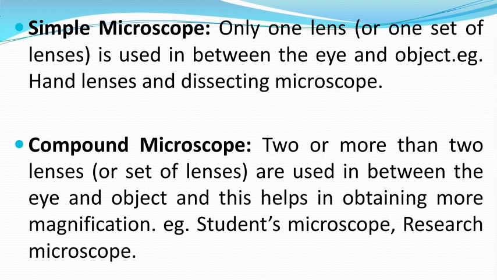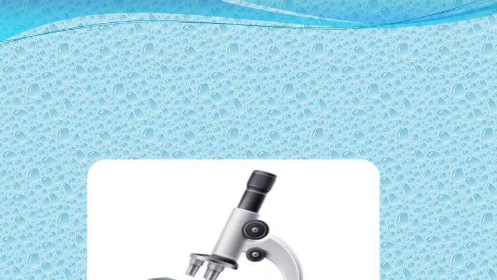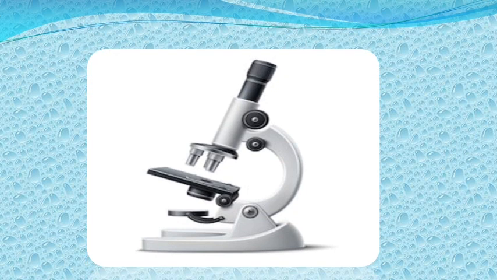Then the compound microscope. Two or more lenses or sets of lenses are used in between the eye and the object. This helps in obtaining more magnification. For example, student microscope and research microscope. Parts of the student's microscope. See, this is the picture of the student microscope.